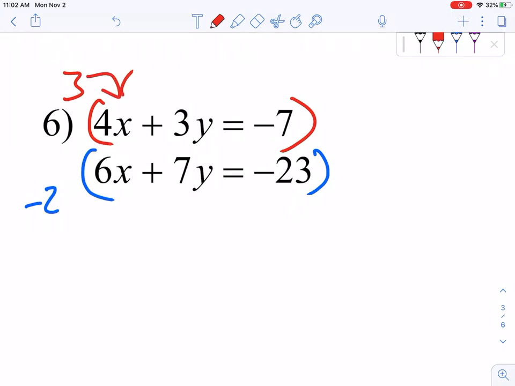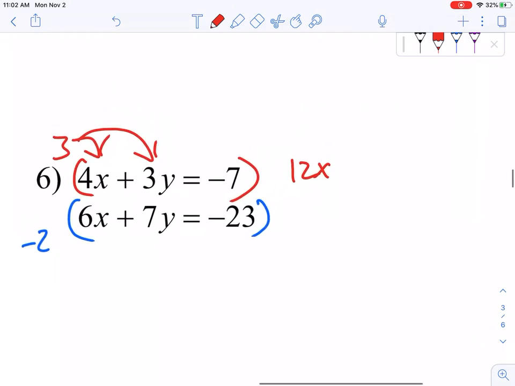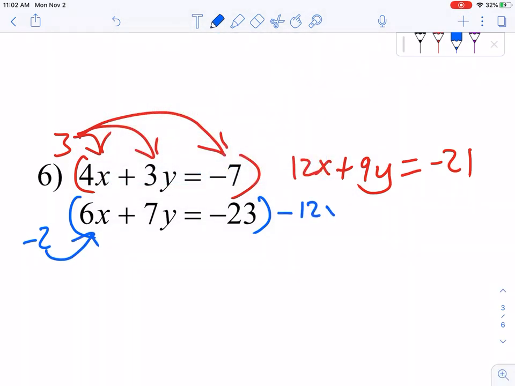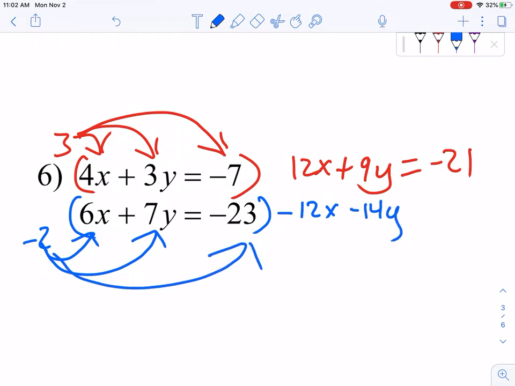3 times 4x is 12x. 3 times 3y is 9y. And 3 times negative 7 is negative 21. Negative 2 times 6x is negative 12x. Notice what we've created. That's exactly what we wanted to do. Negative 2 times 7 is negative 14. And negative 2 times negative 23 is going to give us positive 46.